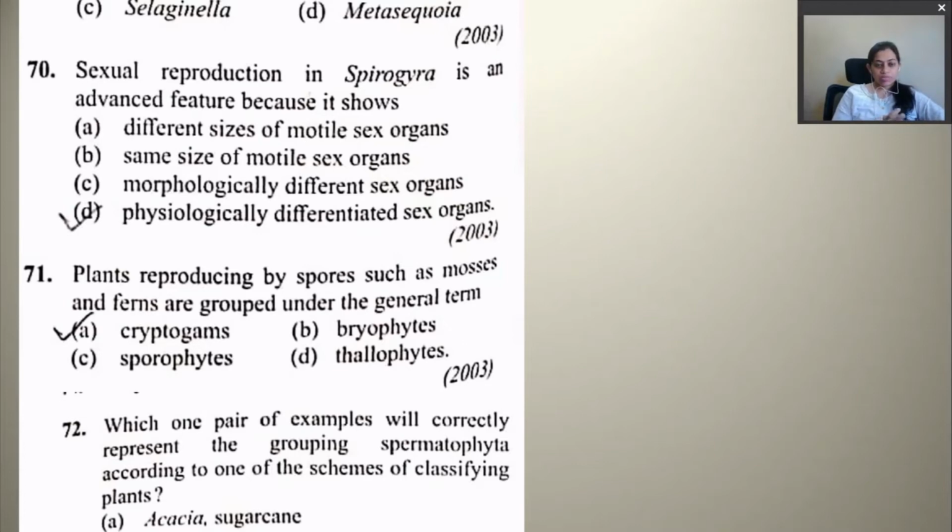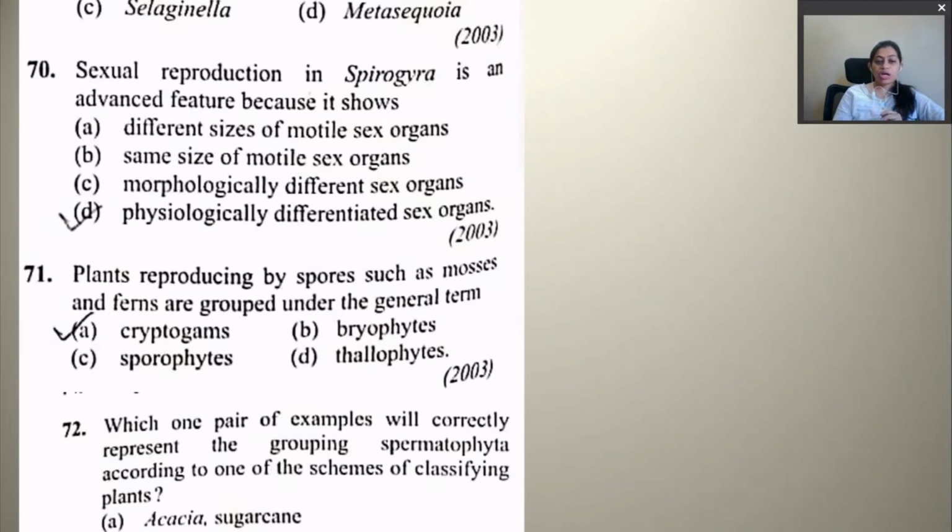Now, plants reproducing by spores such as mosses and ferns are grouped under the general term cryptogams. For this general term cryptogams, the plants produced by spores such as mosses and ferns are grouped together. So not bryophytes, sporophytes or thallophytes.